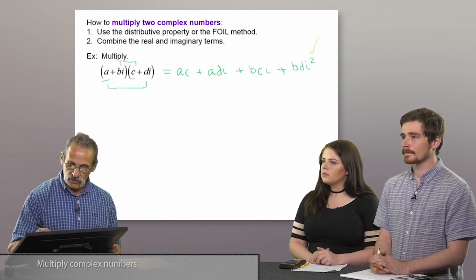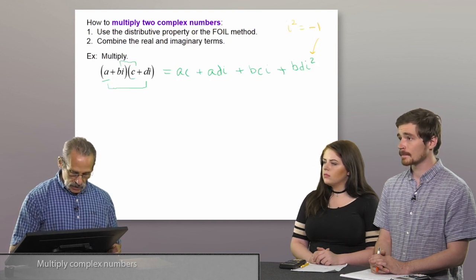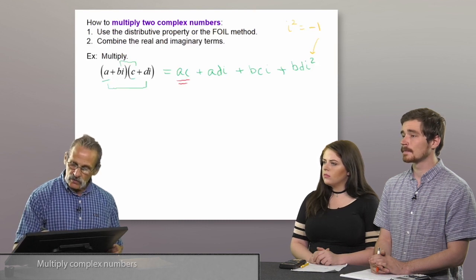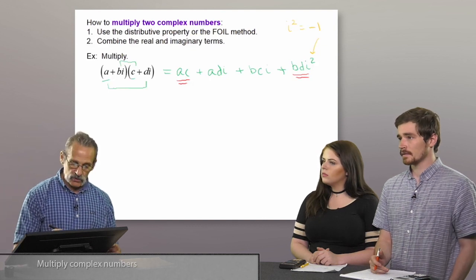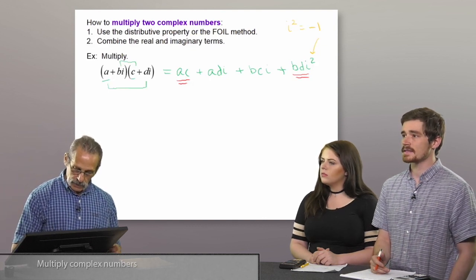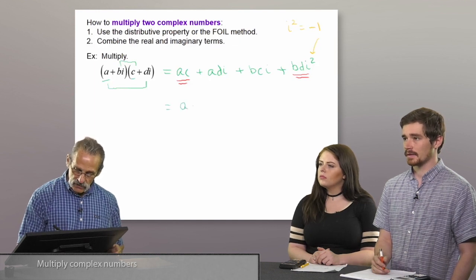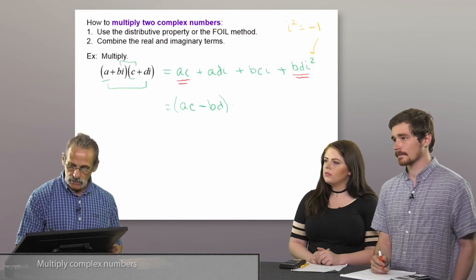Now a couple of questions for you. First, what is I squared? Negative 1. The next is that if that's negative 1, do you see two real terms? What are the two real terms that you see? AC and negative BD. All right, so I have AC minus BD. That's the real component.